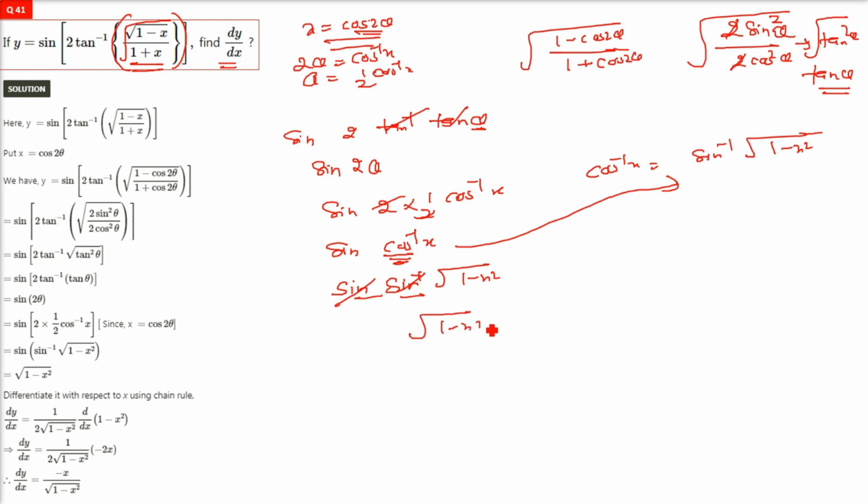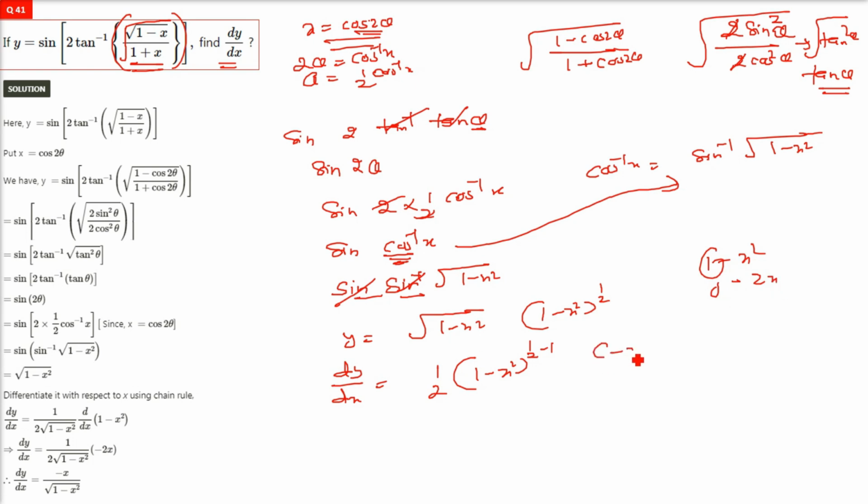Okay. Now, what do we get here? Y is under root 1 minus x square. So you have to differentiate this. It is simply 1 minus x square to the power half. So it will be half 1 minus x square to the power half minus 1. Half minus 1 is negative half only. So 1 minus x square also will be differentiated because of the chain rule. It will be minus 2x.